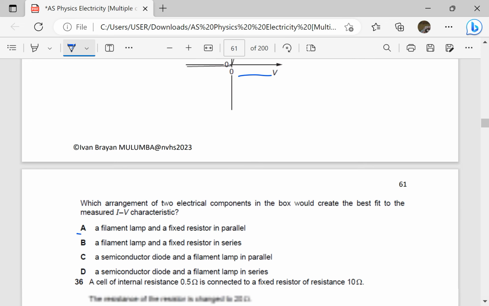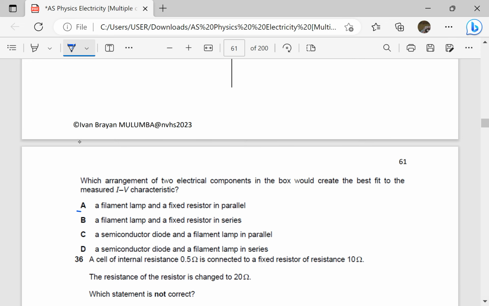But then, because there are two components, the combination should have a filament lamp. And all of them have a filament lamp. But then, if it is in series, let's first establish whether it will be in series or in parallel with a fixed resistor.